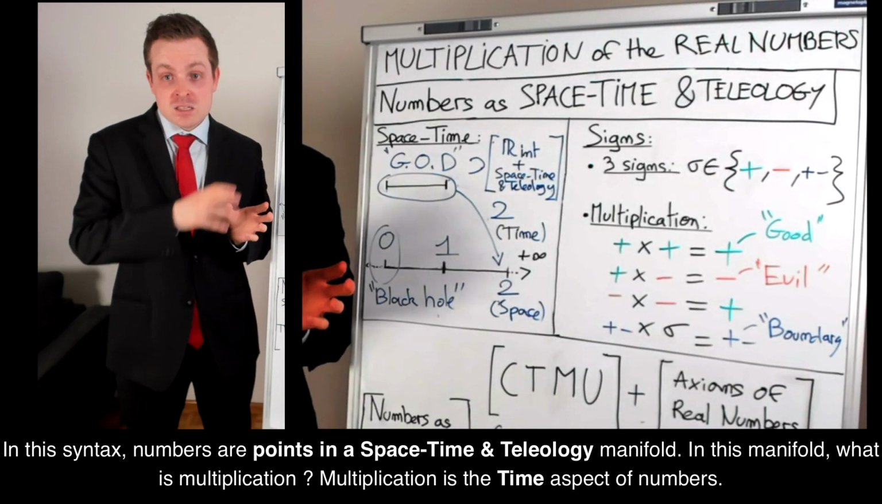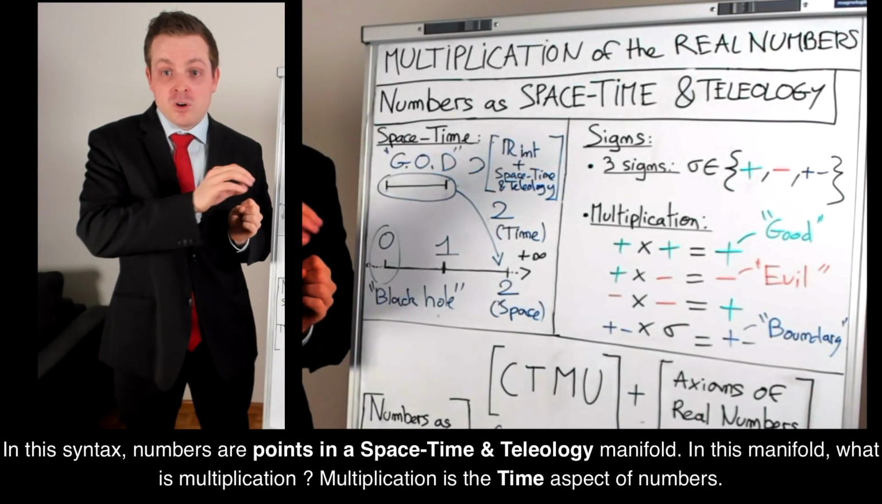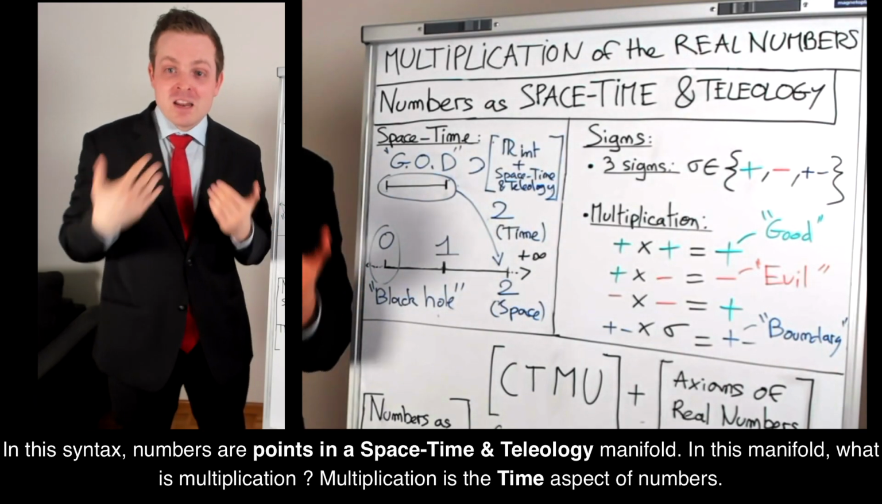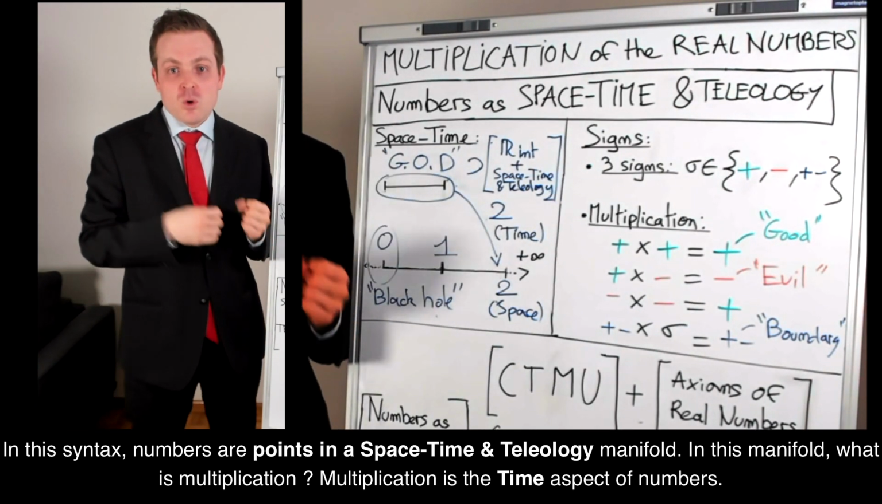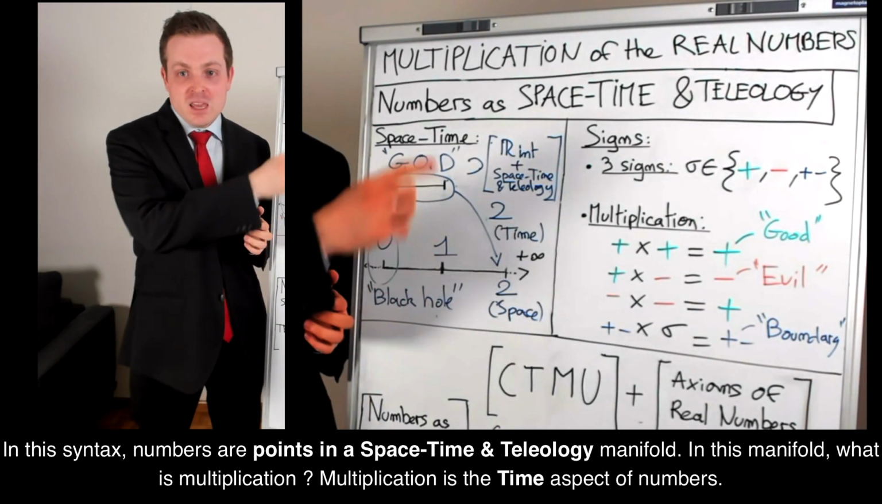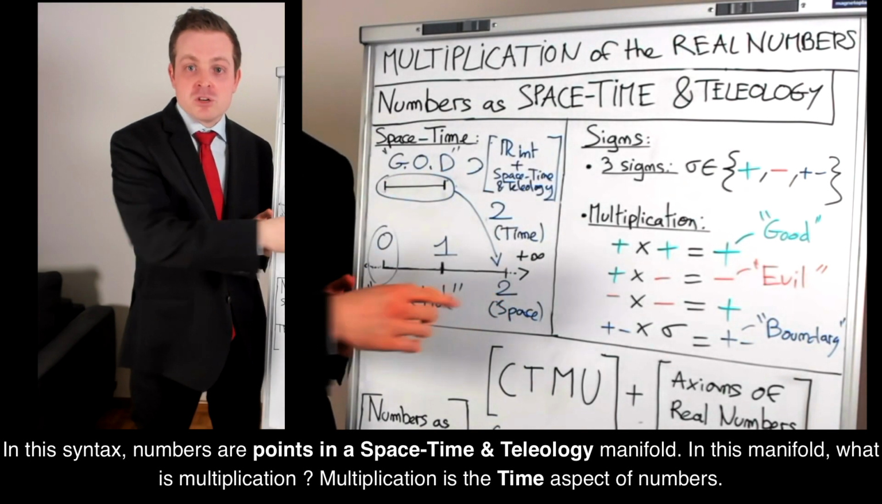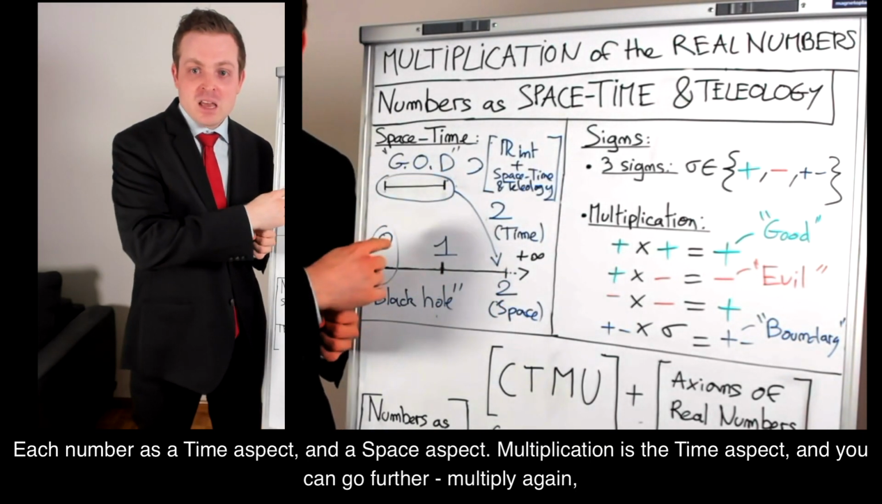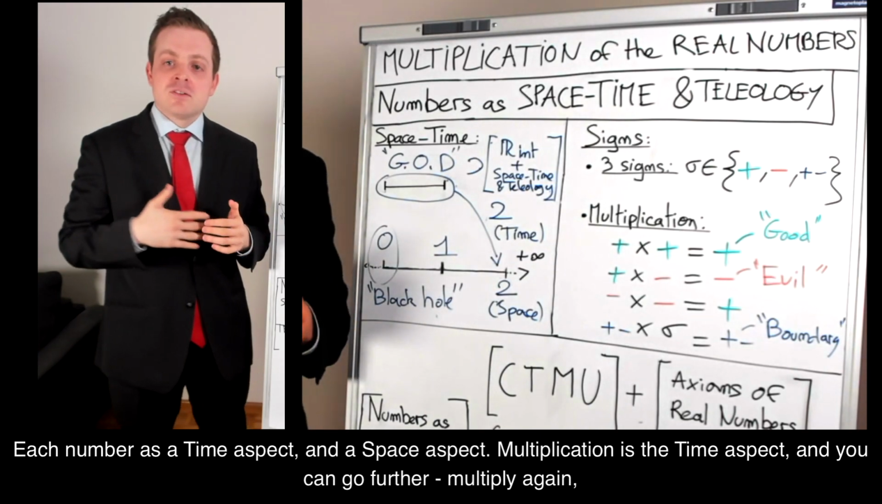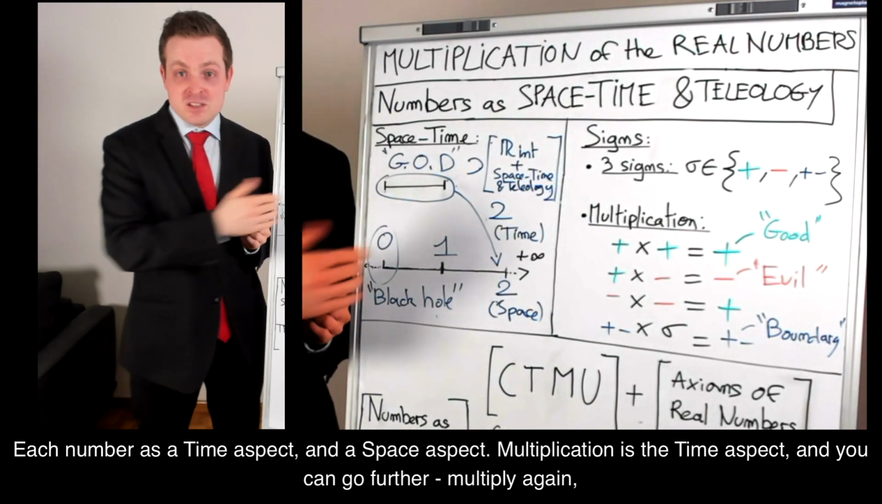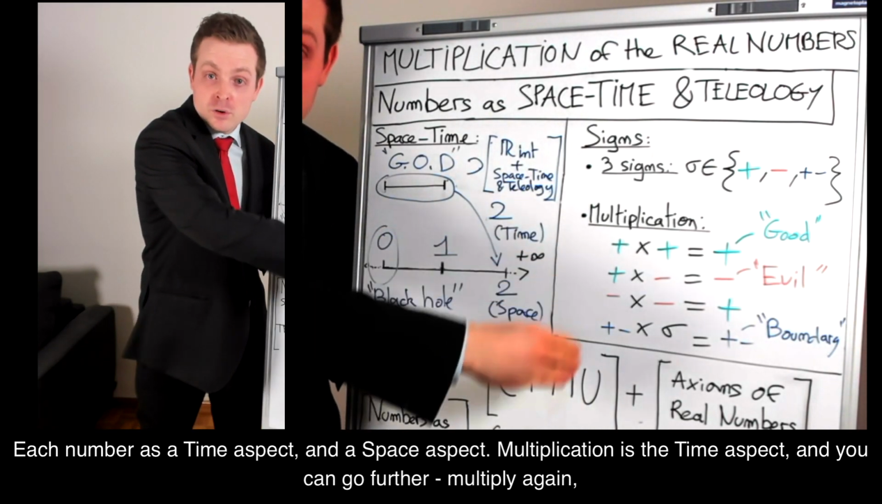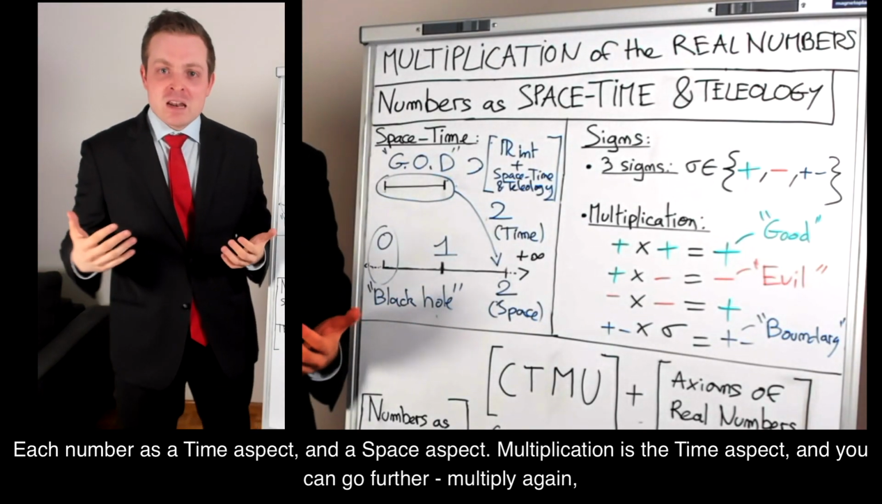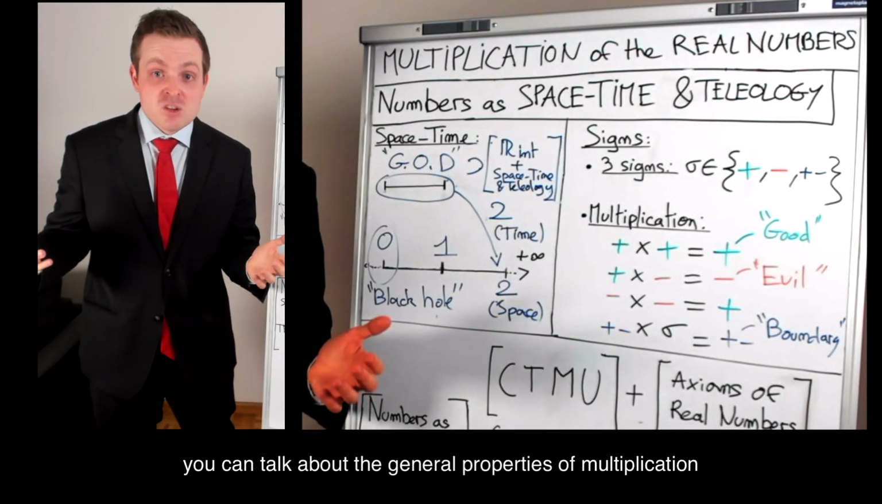In the syntax, numbers are a point in a space-time and teleology manifold. In this manifold, what is multiplication? Multiplication is the time aspect of numbers. So each number has a time aspect and a space aspect, and multiplication is a time aspect, and you can go further. You can multiply again. You can talk about the general properties of multiplication.